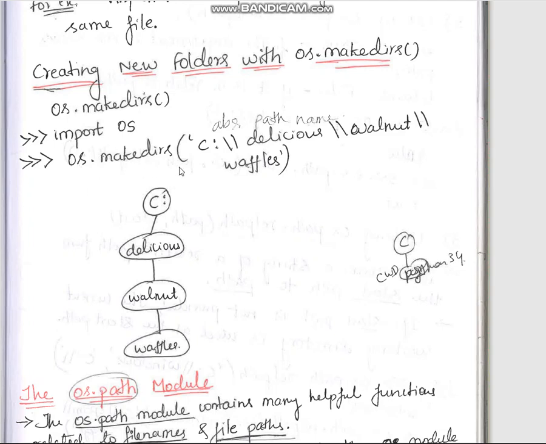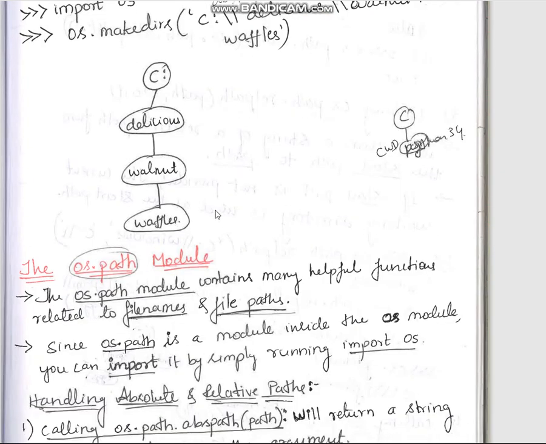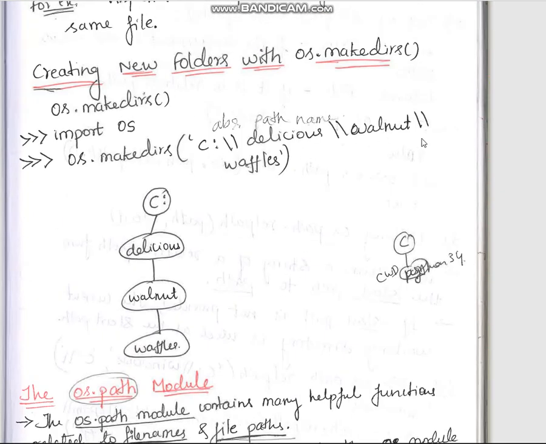os.makedirs('c://delicious/walnut/waffles'). If you give it like this, we are creating the directory at our path. We are specifying the path to create the directory in the C drive. That is the absolute path we are specifying here, because an absolute path always starts from the root directory. So we are specifying the path here.